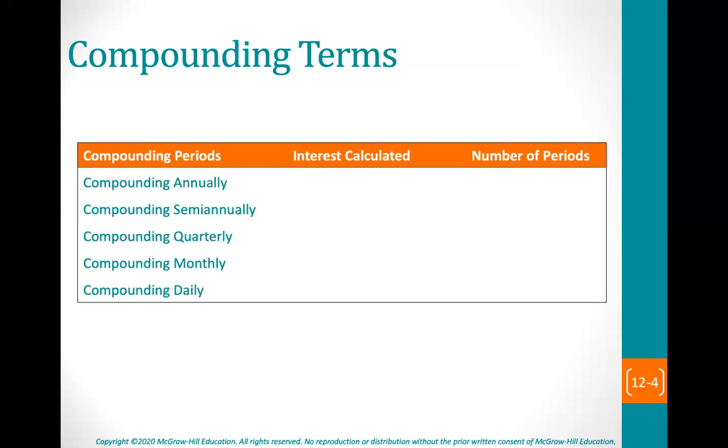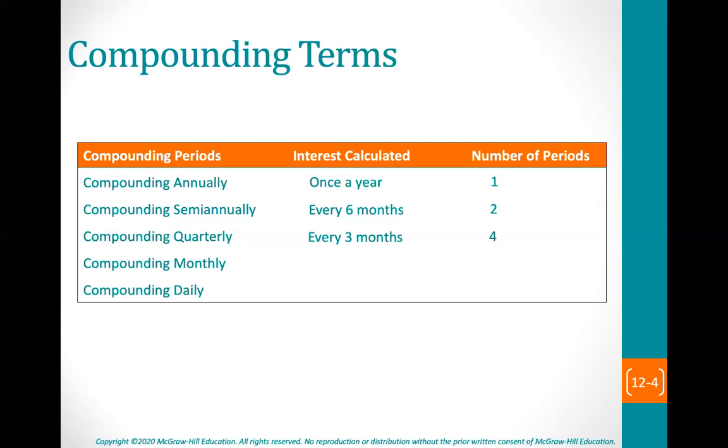When we discuss compounding, compounding can be done on different bases. The first, if something is compounded annually, interest is calculated just once a year, therefore there is one period for calculation. If interest is compounded semi-annually, interest is calculated on the balance every 6 months. Therefore, there are 2 periods within a year. If interest is compounded quarterly, interest is calculated on the balance every 3 months. Therefore, there are 4 periods in the year.